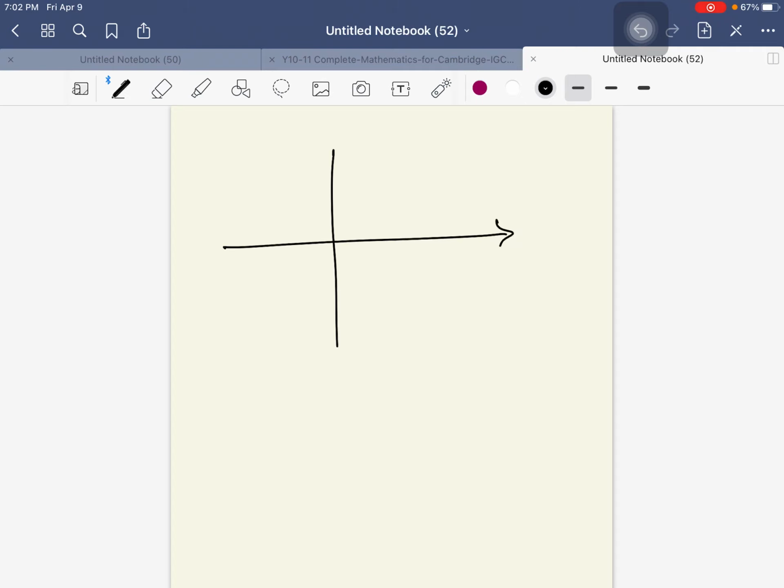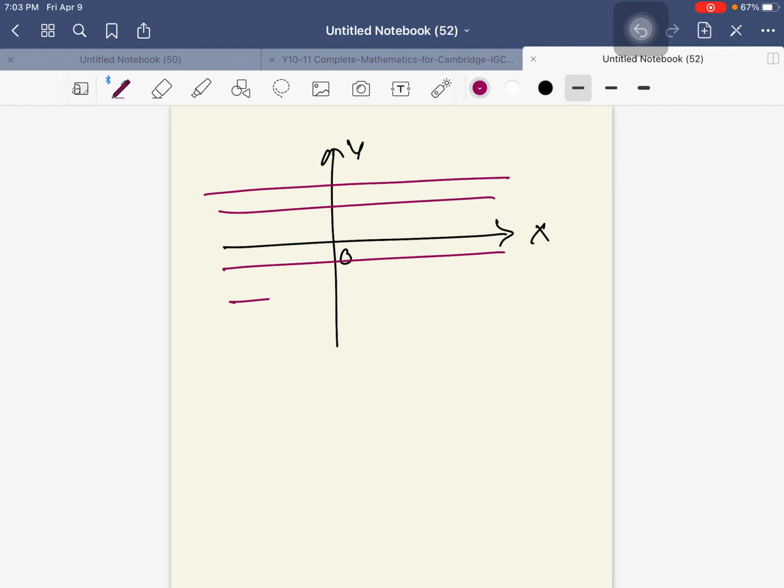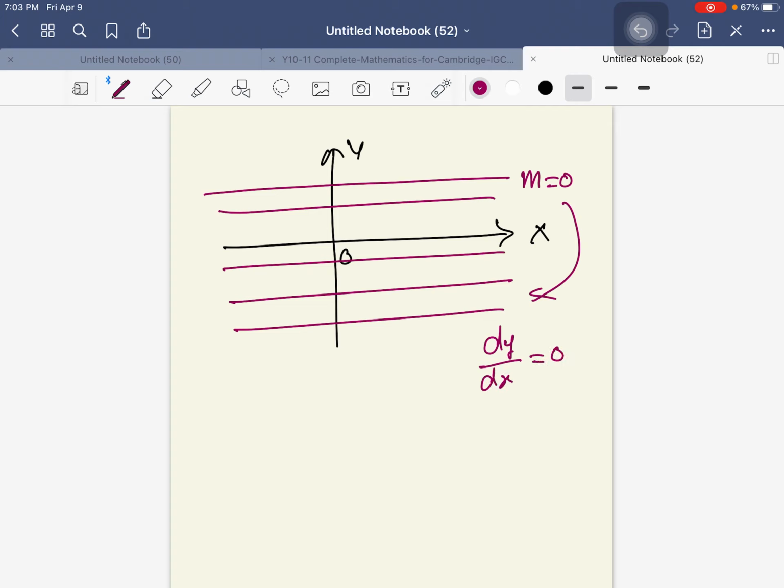x-axis and y-axis, these are coordinate system, x-axis and y-axis, and this is origin. If I draw a line horizontal, definitely any horizontal line is parallel to x-axis, and the gradient of that line will be 0. It means derivative will be also 0. So derivative of all horizontal lines will be 0.